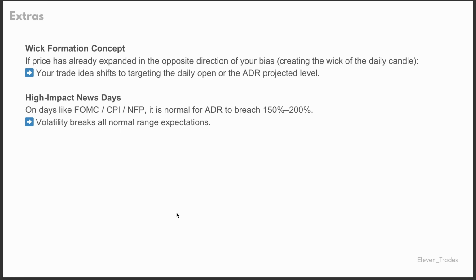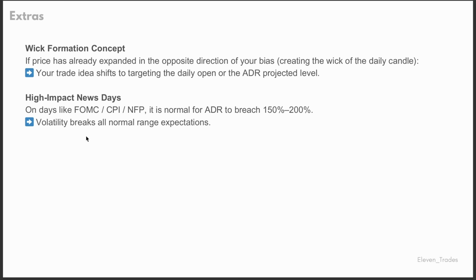Now the wick formation concept, this is for the reversal days. If the price has already expanded in the opposite direction and made a high time frame key level, then your trade idea is shifting towards the opening price. So if the ADR is used 90 to 100% reaching a key level, and you're expecting a reversal, then the indicator is going to put a line on the opening price, so you can target that.